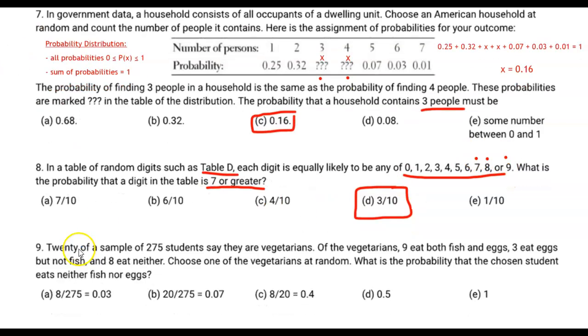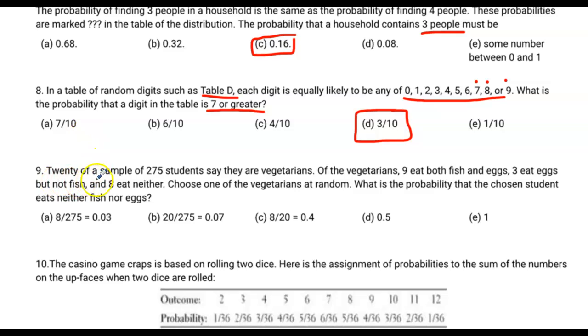Moving on to question number 9. 20 of a sample of 275 students say they're vegetarians, so that's 20 out of 275. Of the vegetarians, 9 eat both fish and eggs, and 3 eat eggs but not fish, and 8 eat neither. Okay, so we have a lot of numbers floating around here. We could organize this into a table, but let's read the rest of the question.